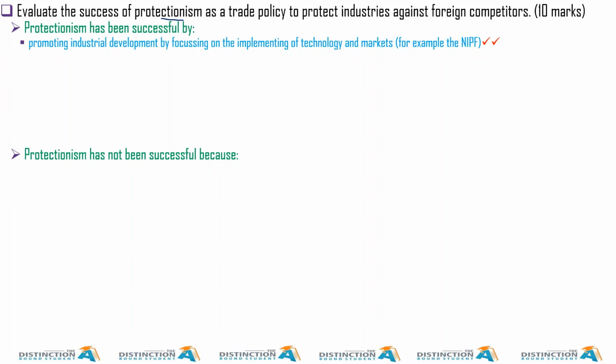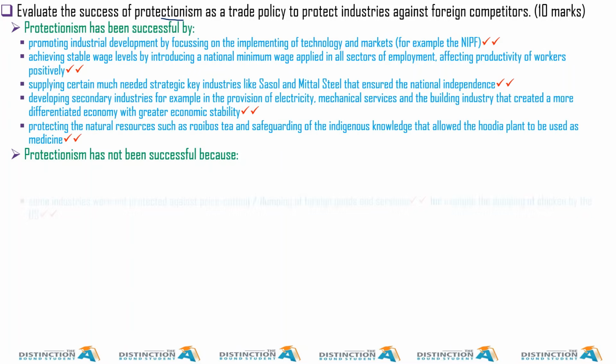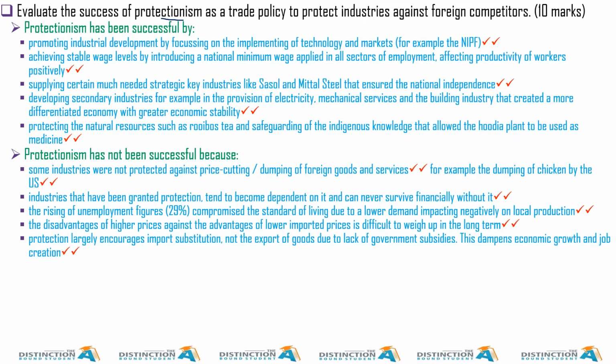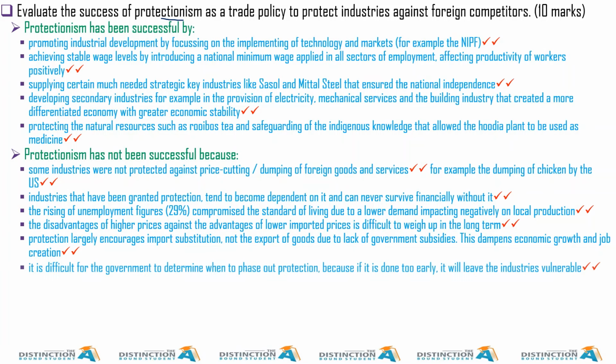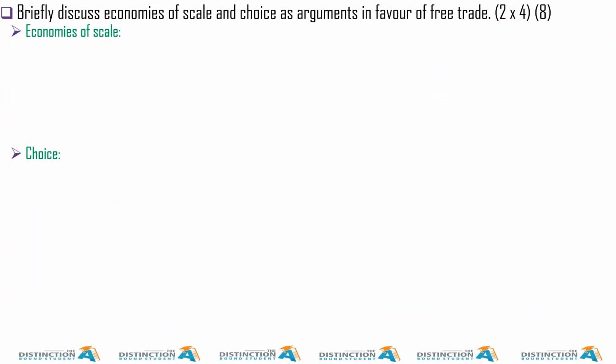Right, promoting industrial development by focusing on implementing technology and markets, for example, NIPF. Achieving stable wages. Okay, let me not read this whole thing. I'll just explain where it needs me to explain. But just have a look here. You can read word for word, pause the video, but look, we are looking at both sides here, two sides. Why you think protectionism has been successful and why you think protectionism has not been successful. So it's as easy as that. Just go through this, you will see.